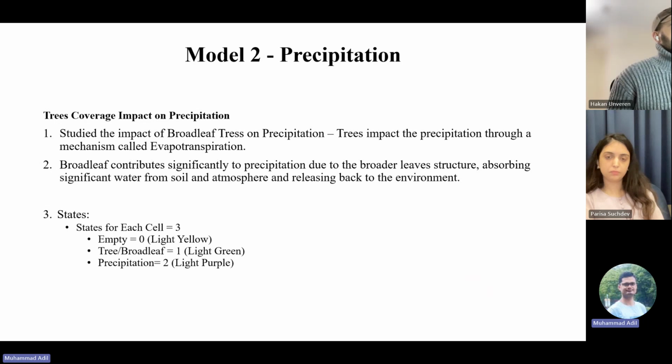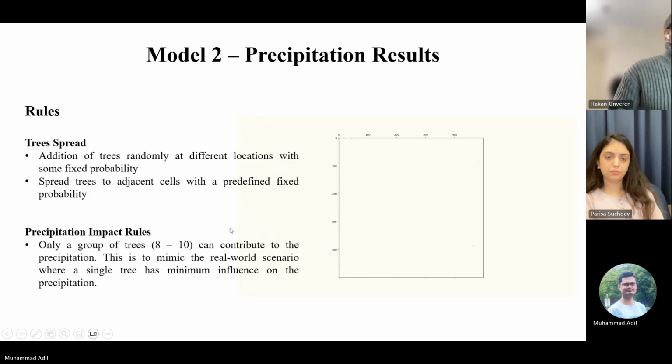As for the states, here we have three states. One is the empty state, which is indicated by light yellow. The other one is the white one, which is the tree, which will be the broadleaf. We are not adding the conifer in this experiment. And the next one is the precipitation. Once there is a significant number of trees in a cluster, they will impact the precipitation, which is the next stage, and which we are representing as light purple.